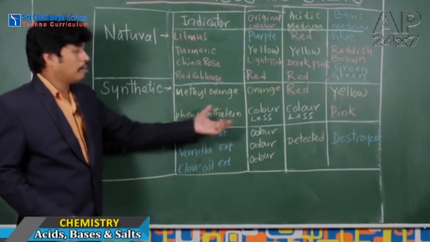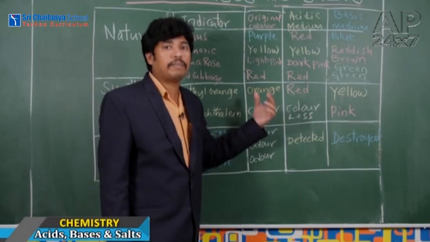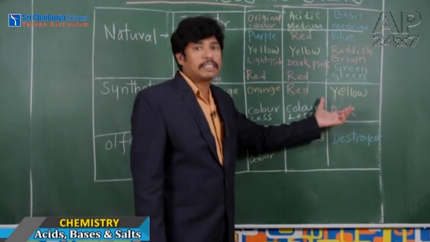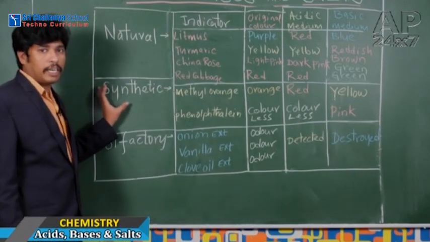And phenolphthalein, originally it is colorless. In acidic medium there is no color change, it remains as it is in the colorless form, and when it comes to basic medium it is pink in color. These are the synthetic indicators generally we can observe.